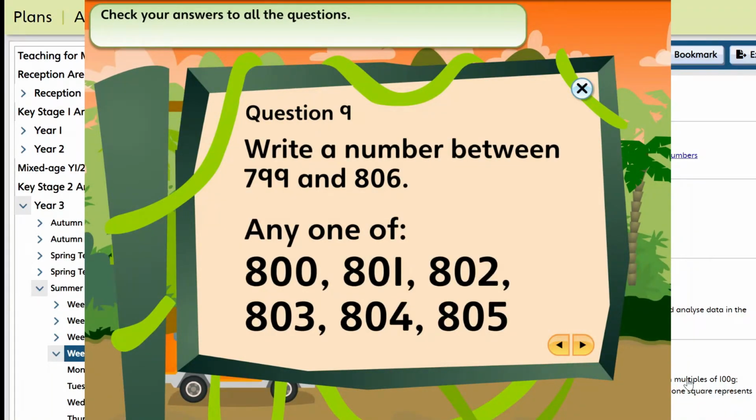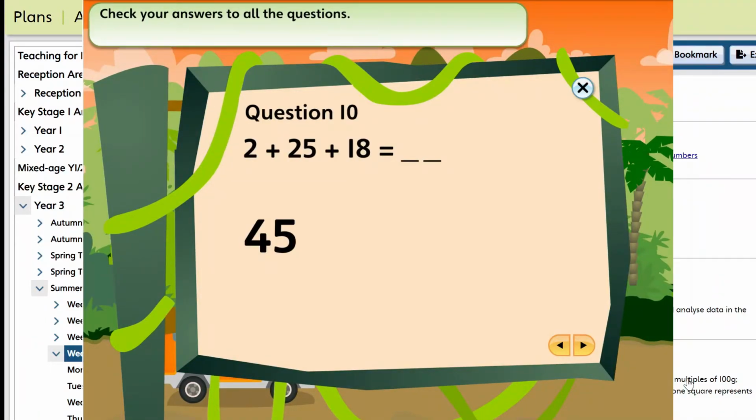Question 9. You can have any of those numbers. You don't have to have them all, just one of them. Question 10. 2 plus 25 plus 18, so 18 and 2 is the best place to start, giving you 20. 20 and 25, 45.